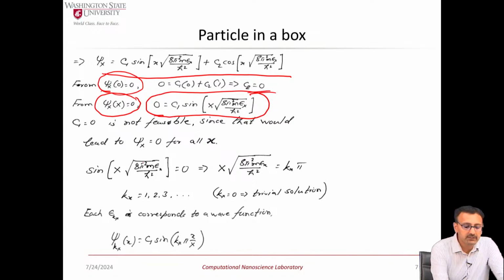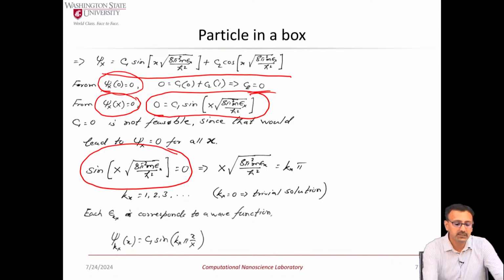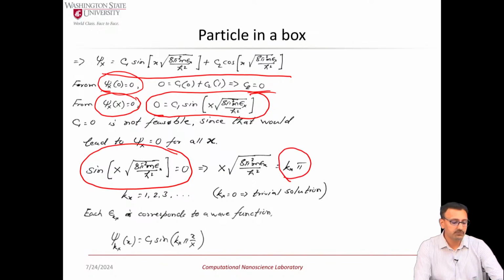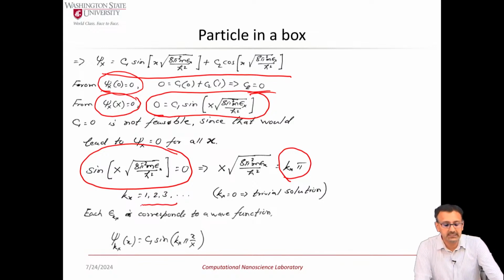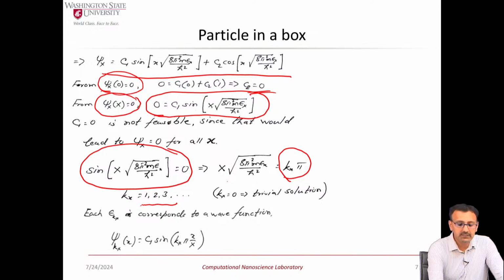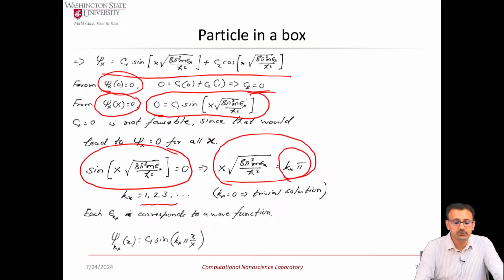So, if you do not want that, then the sine function of the quantity in the parentheses is 0, meaning x times the square root of 8 pi squared m times the energy over h squared has to be an integral multiple of pi. So, this quantity k x is basically a quantum number, and its permissible values are 1, 2, 3, 4, etc., integral values. So, what does that tell us? If you take this equation and substitute k x equals 1, 2, 3, 4, what happens to the energy?